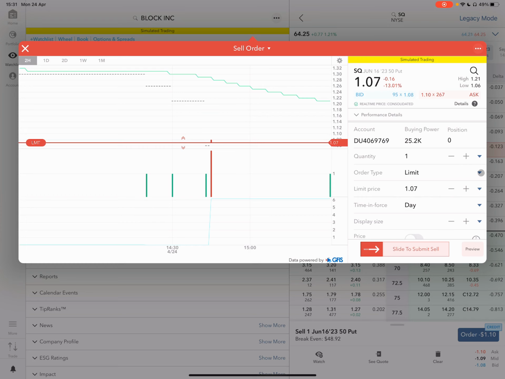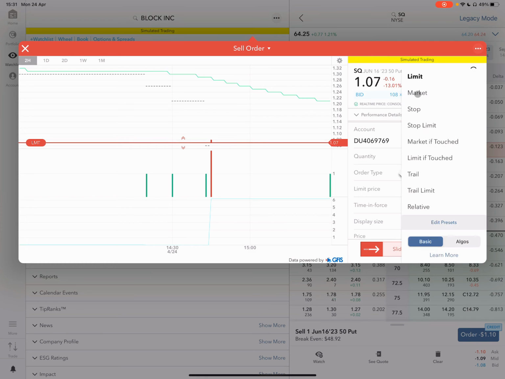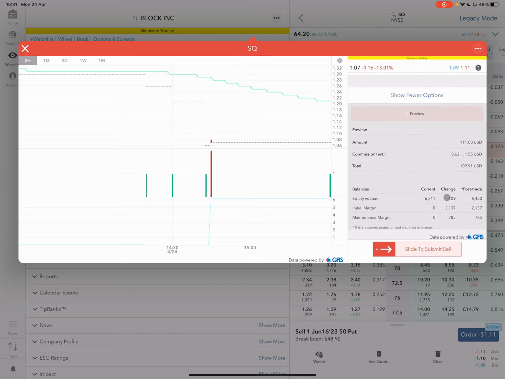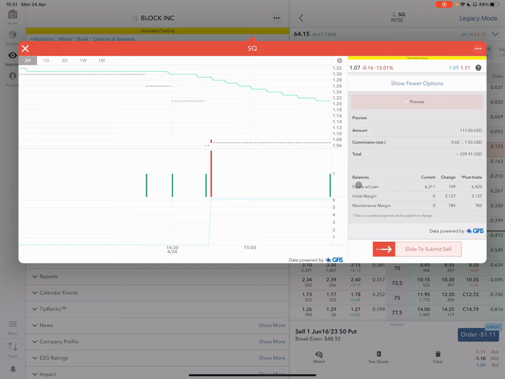Now, what I'm going to do is select a market order. I wouldn't do this on my live account, but on demo accounts it does take a while to get filled, so therefore I'm going to do the market. Now, the key thing we have to do before you slide to submit this order is hit the preview section. The preview section will show you what your current equity with loan value is, what your initial margin is, and what your maintenance margin is.